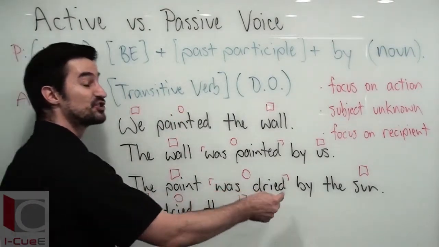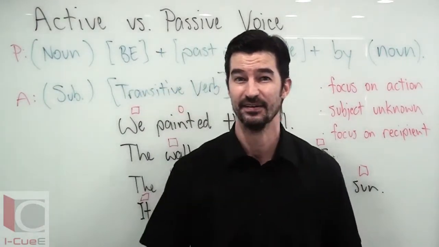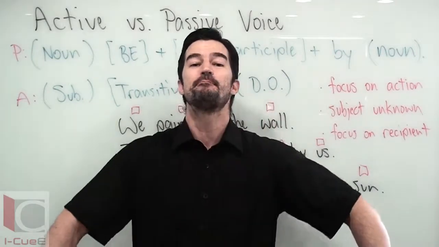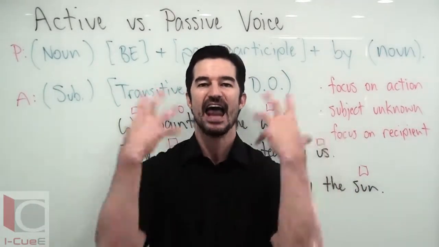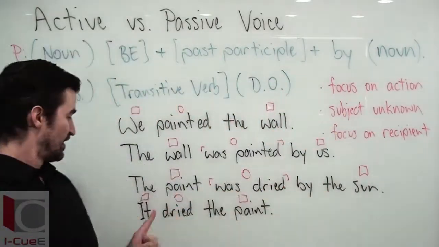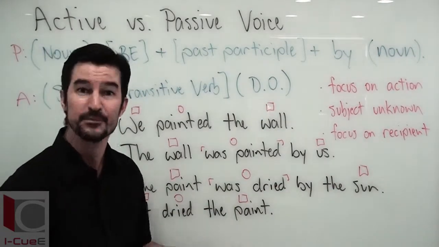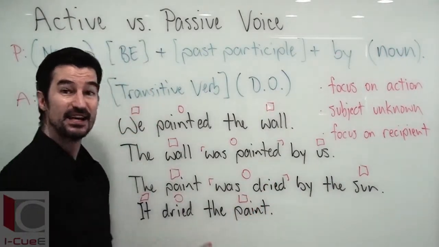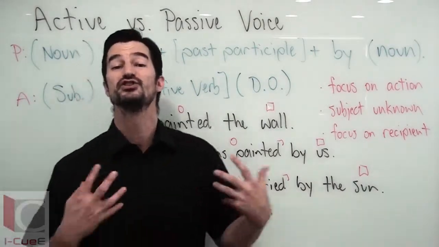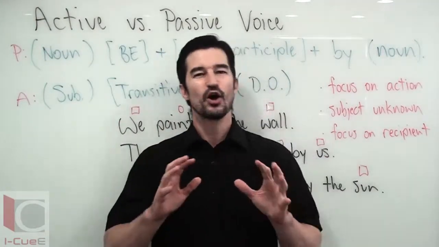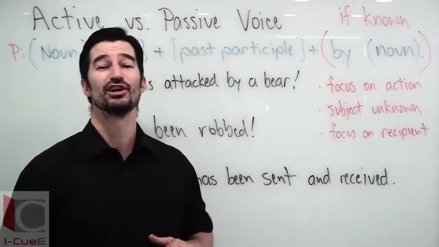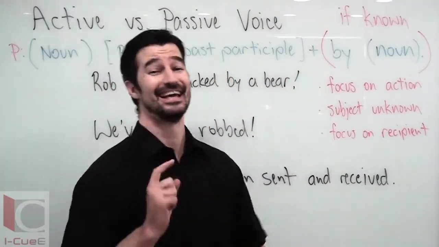The paint was dried by the sun. So here, is the paint doing anything? The paint is passive. It sits there and it receives the heat of the sun, and the sun dries the paint. So I can say it dried the paint. Obviously, it here is the sun from the previous sentence. It's the one doing the action. We're going to go through some more examples to make this all a little clearer. So let's take a look at some of these passive constructions in action.